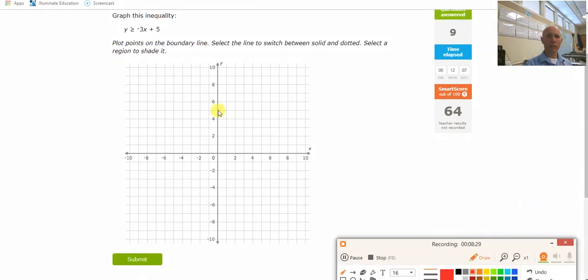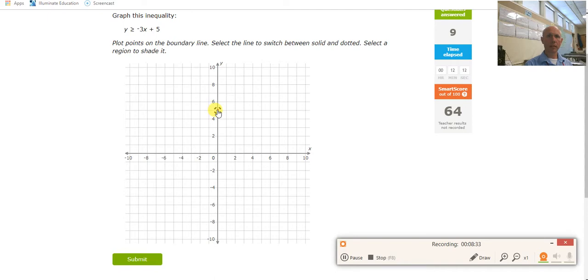Starting at 5, going down 3 over 1. Solid line. That looks good.